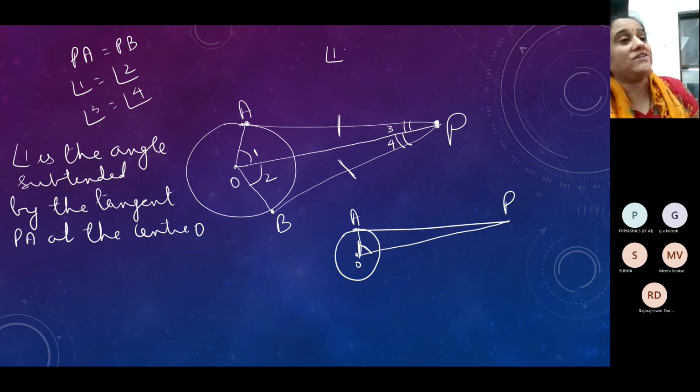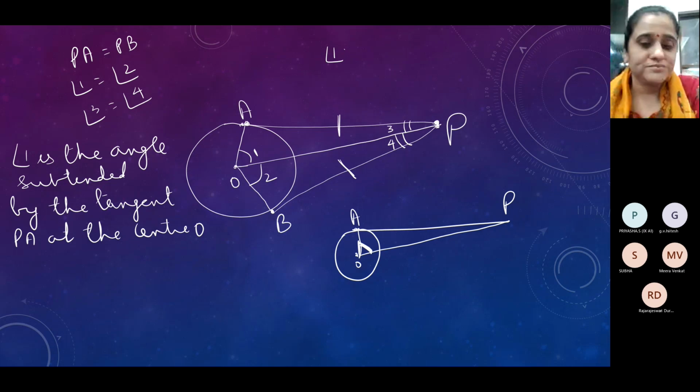Simply join the ends of the tangent to the center. Which is the angle formed? This is the angle AOP or POA. This is the angle subtended by the tangent segment PA at the center O.